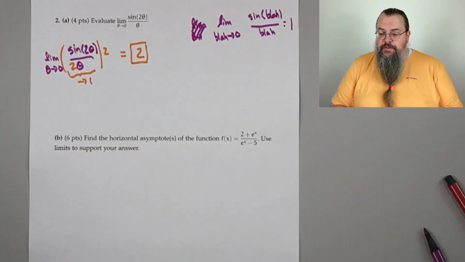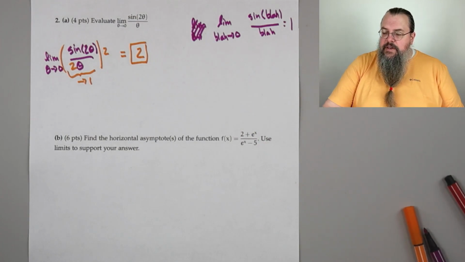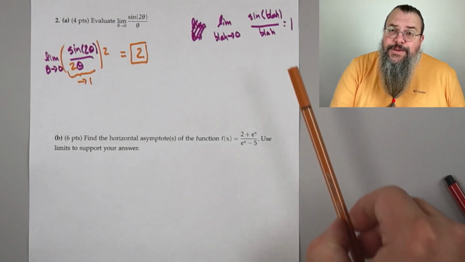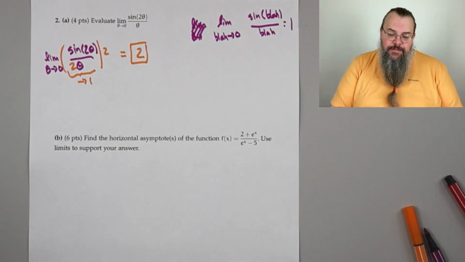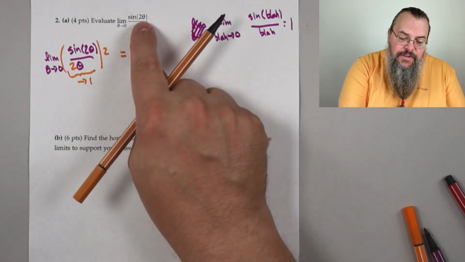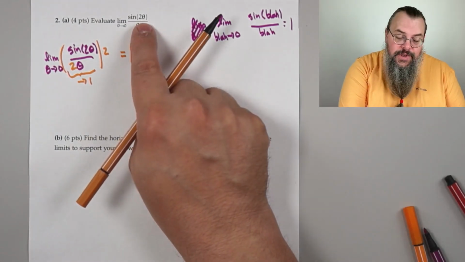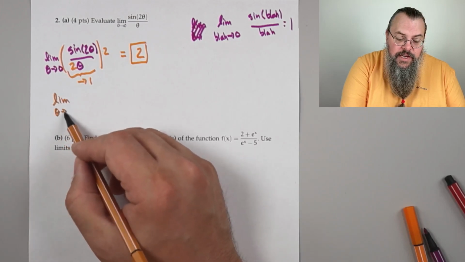Now, there's another way to do this problem. And of course, it still relies on this same fact. This fact is a really useful fact. It essentially is what allows us to do the calculus of trigonometric functions. So what's the other way? Well, use things that we know. Sine of 2 theta. What's another way to write sine of 2 theta?